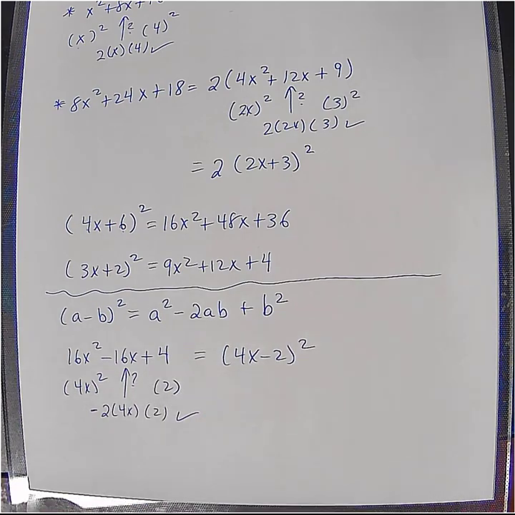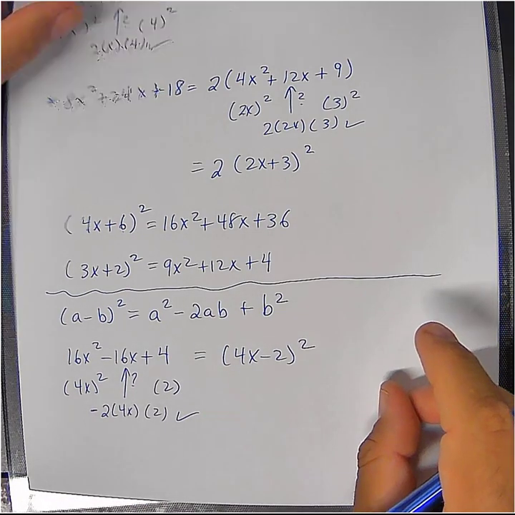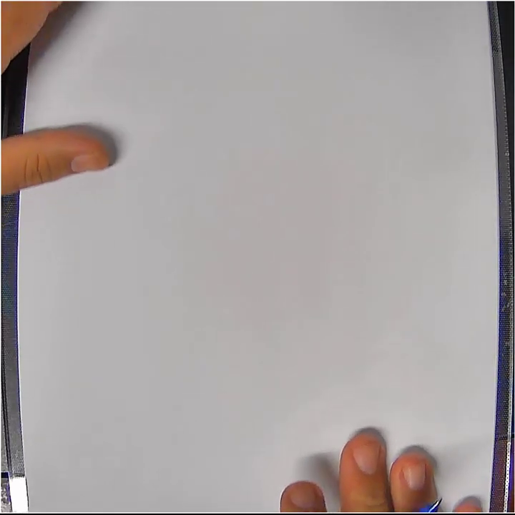So that's perfect square trinomials. The next that I have is sum of cubes.